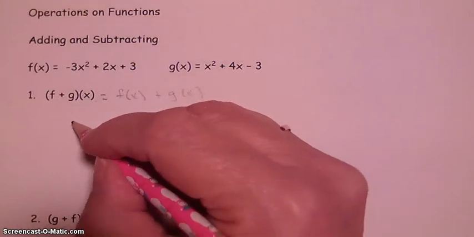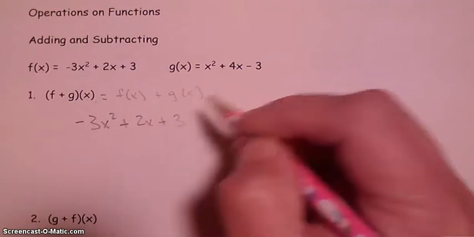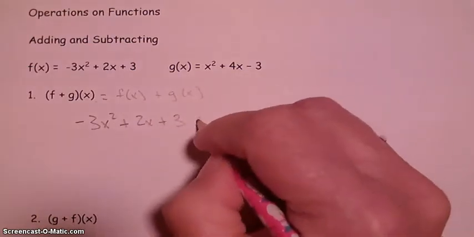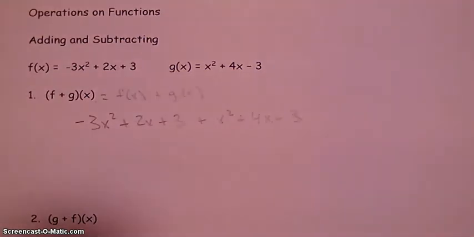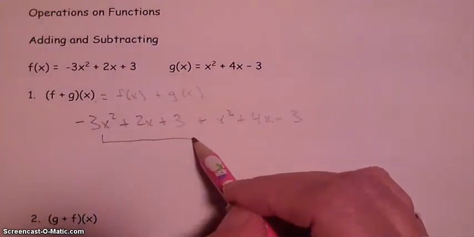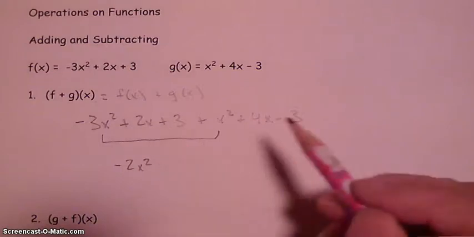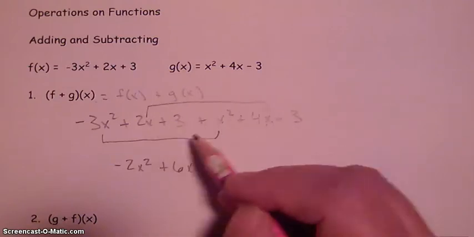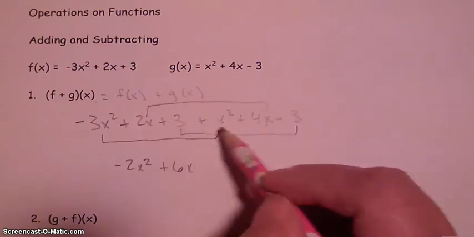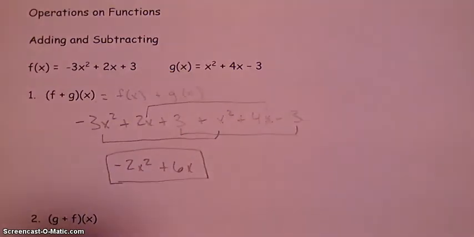So if I take f of x, I have minus 3x squared plus 2x plus 3, and then I'm going to add g of x to it, which would be plus x squared plus 4x minus 3. So we're going to want to combine our like terms. So our like terms here would be negative 3x squared and positive x squared. That gives me minus 2x squared. And then I have plus 2x plus 4x, which would be plus 6x. These two here are like terms. And then like terms here are 3 and negative 3. 3 minus 3 is 0. So my answer here would be minus 2x squared plus 6x.